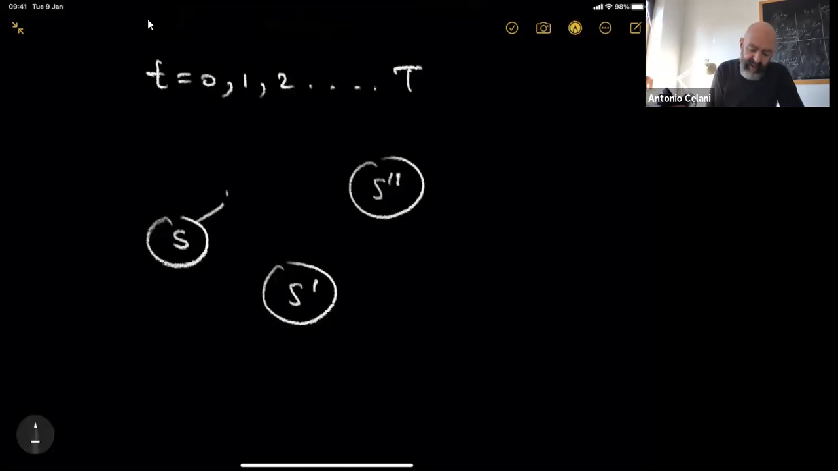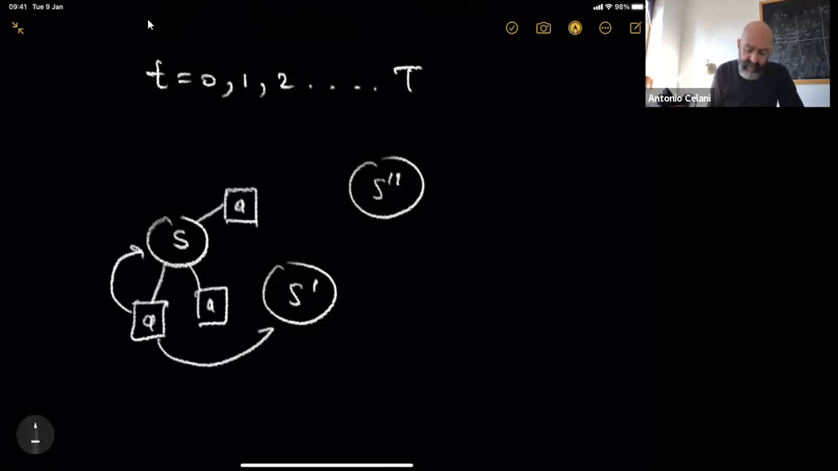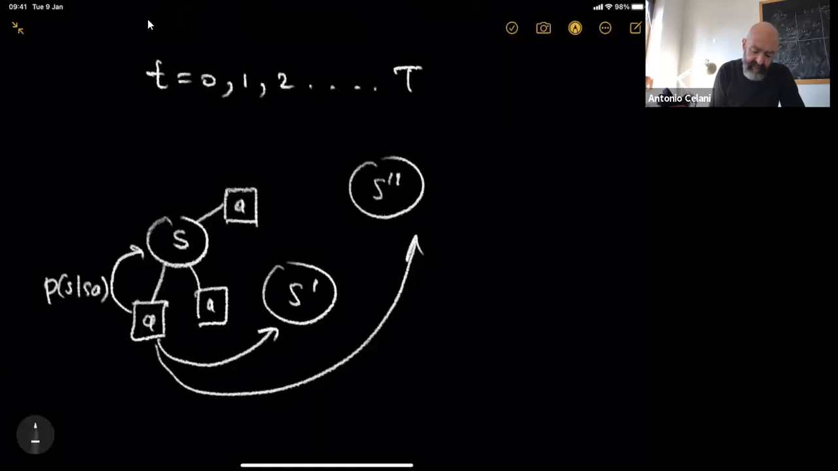And then from each state, you can pick one among many actions. So these are all actions that are accessible from state S. And each of these actions can send yourself either back to state S or to some other state with different probabilities. So you usually write this down like so: this would be written here as the probability of going from S to S given A.